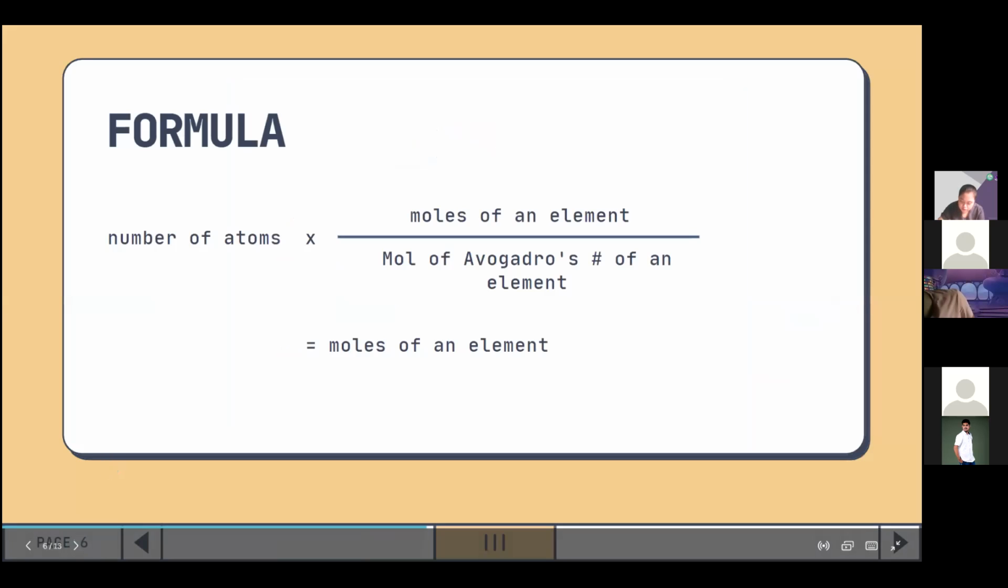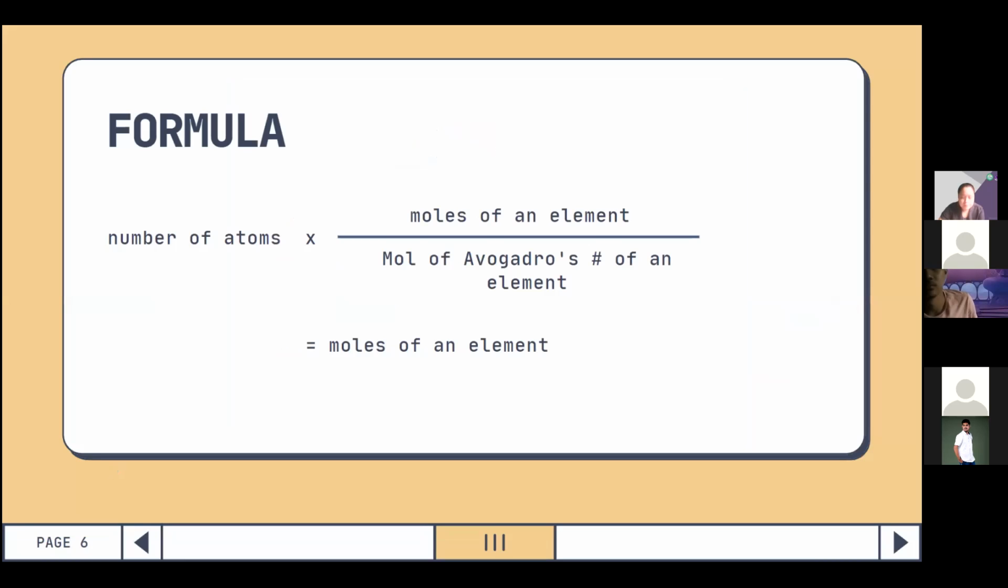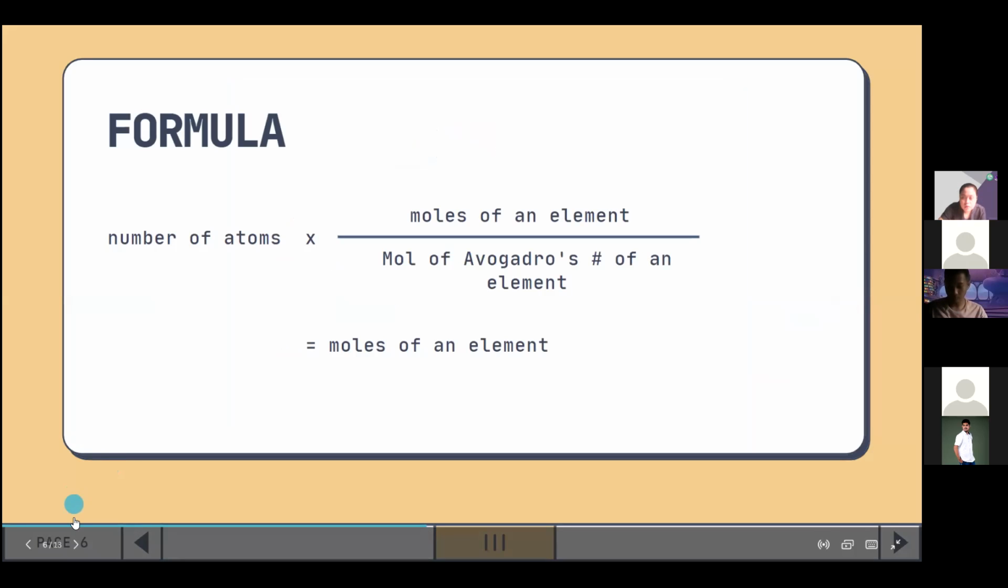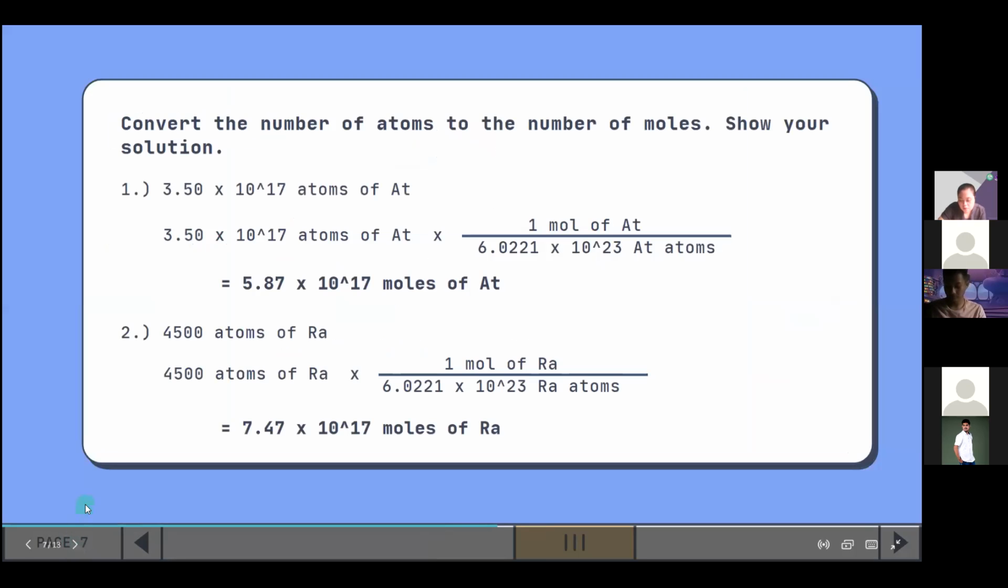For our general formula, it is number of atoms multiplied by moles of an element over mole of Avogadro's number of an element, where it is equal to 6.0221 times 10 raised to the power of 23. So it is equal to moles of an element. Now I will give the virtual floor to the next reporter.